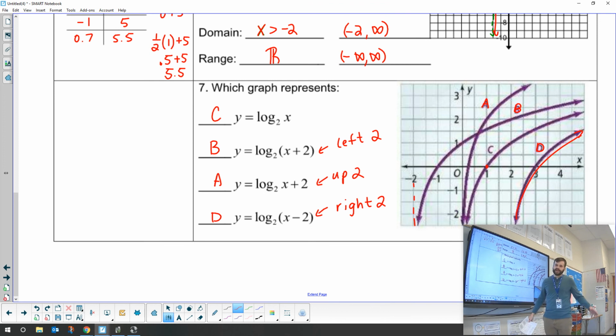So keep all that in mind as you go through this. If you need any help with any of this graphing, please be sure to let me know.